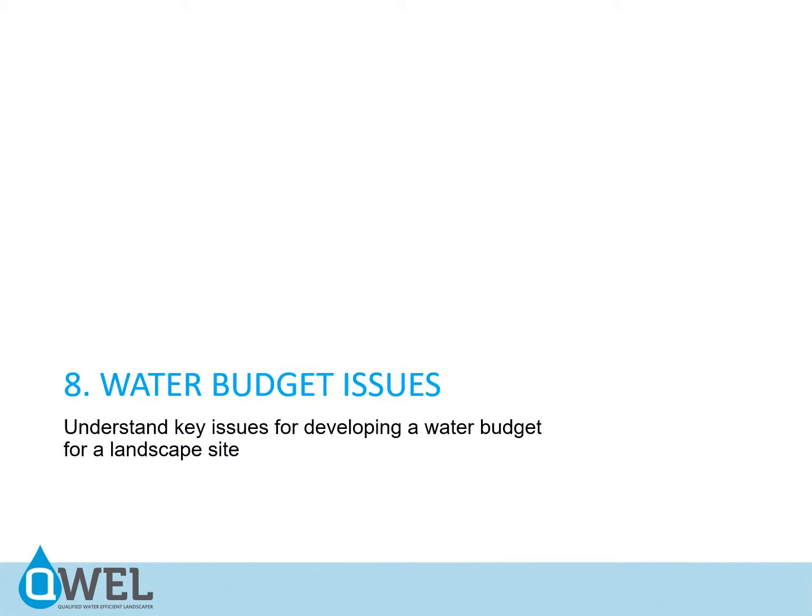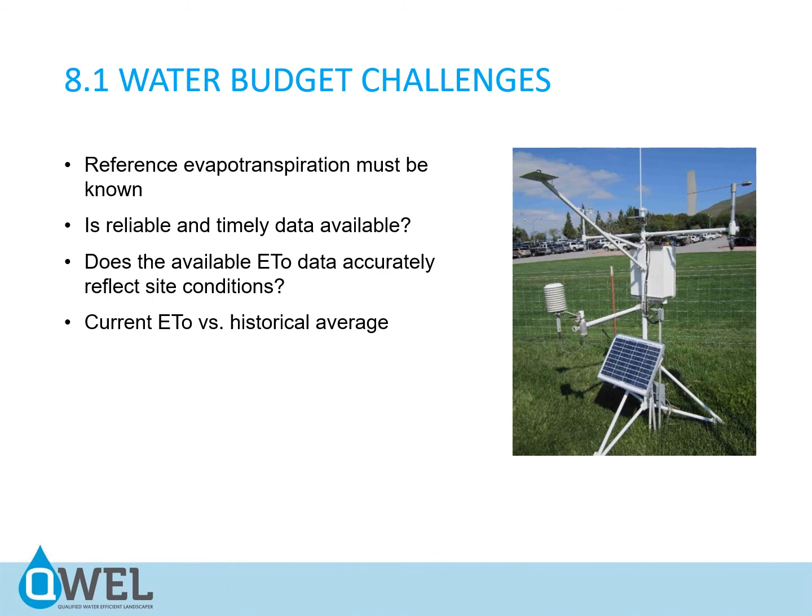8. Water budget issues. Understand key issues for developing a water budget for a landscape site. 8.1, water budget challenges. Some of the things that you might run into when you're trying to come up with a water budget is you need to know what your reference ET is so that you have a baseline to work from. And is it reliable and is it timely? How old is this data that you're looking at? And does the available ETO data accurately reflect the site conditions?